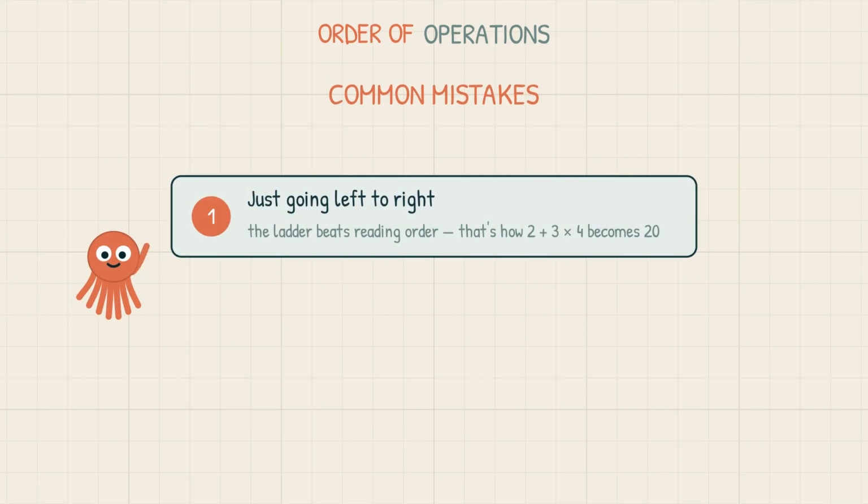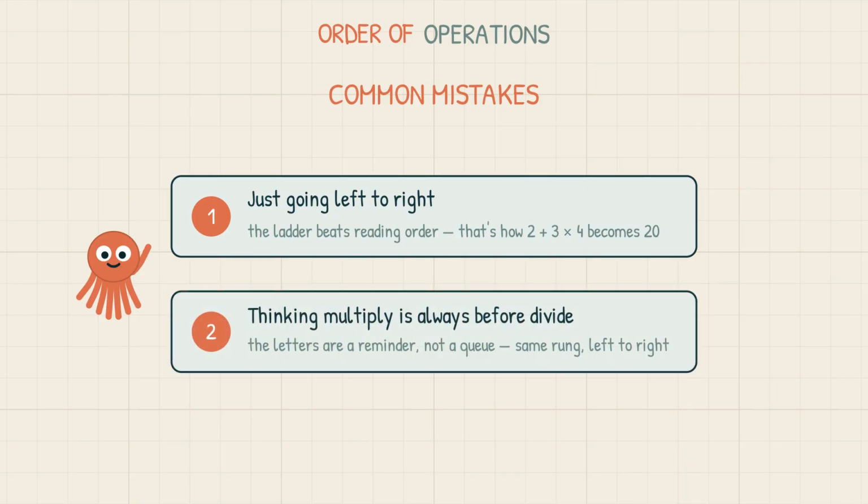Two traps to dodge. 1. Just going left to right. That's how 2 plus 3 times 4 turns into 20. The ladder beats reading order. 2. Thinking multiply always comes before divide. They share a rung. 12 divided by 4 times 3 is left to right. 3 times 3 is 9, not 12 divided by 12.